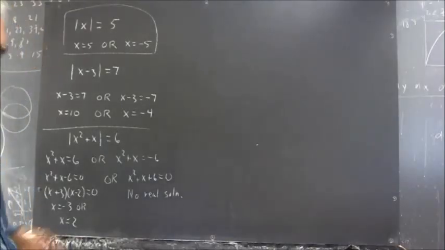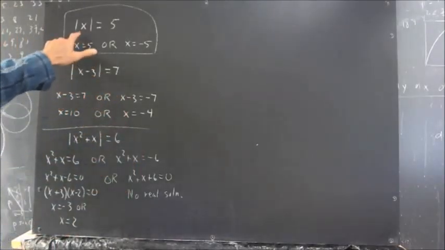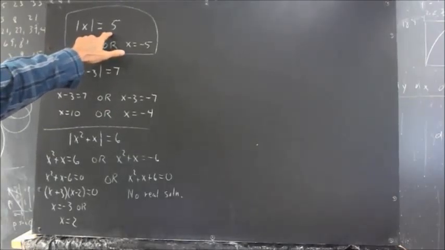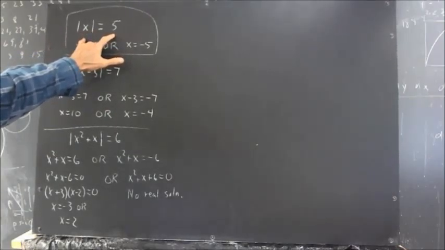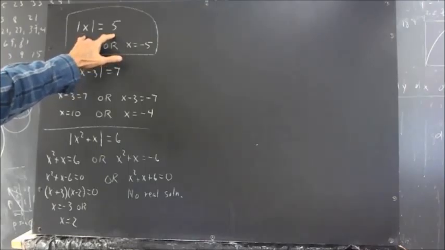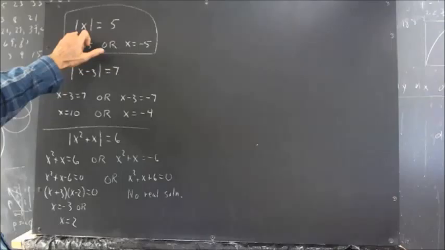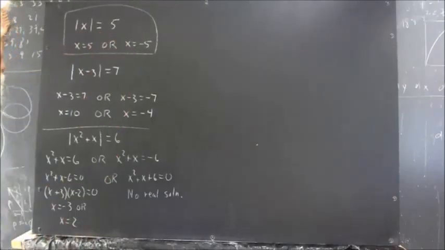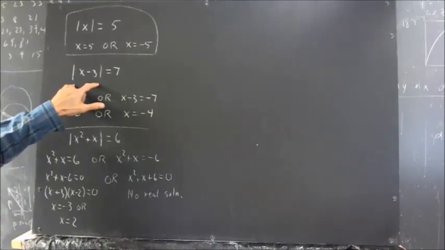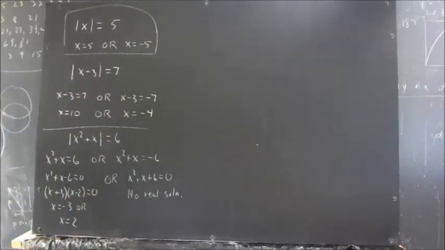Okay, it should be clear that, just as an example, the absolute value of x equals 5 has two solutions. There are two values of x that make this true. When x is 5, the absolute value is 5. When x is negative 5, the absolute value of x is 5. So, let's solve the equation absolute value of x minus 3 equals 7.